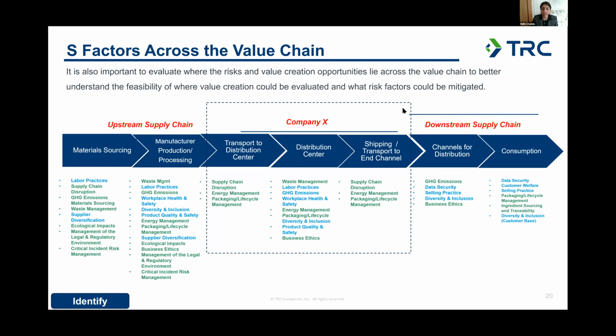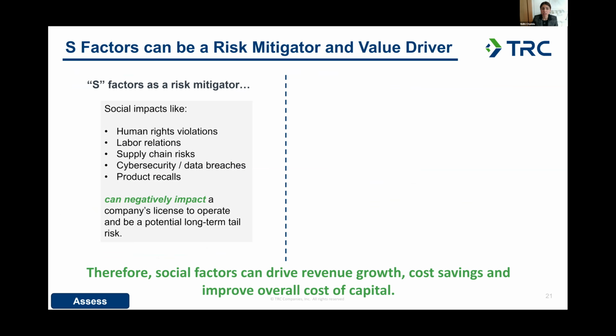So we first want to lay that out and identify those social factors. Well, social factors, as mentioned in step 2, could be a risk mitigator, but they could also be a value creation driver. From a risk standpoint, there could be anything from human rights violations, labor relations issues, supply chain risks, cybersecurity, of course, becoming more and more prevalent, and product recalls. All these can really negatively impact a company's license to operate, and many of these factors can be quantified.